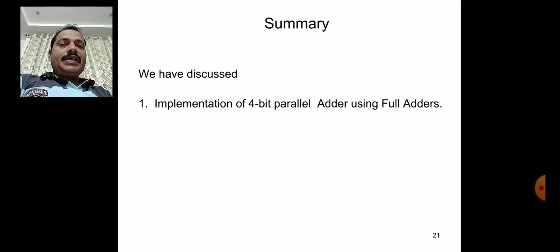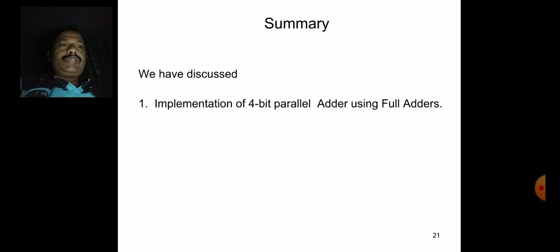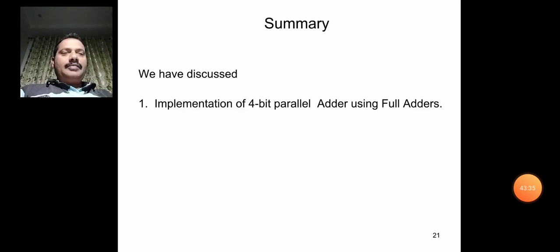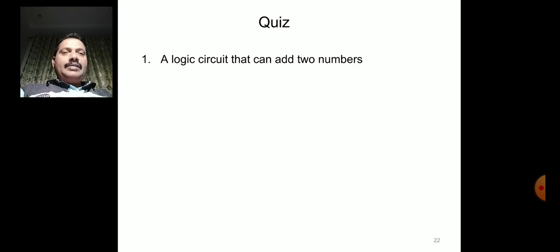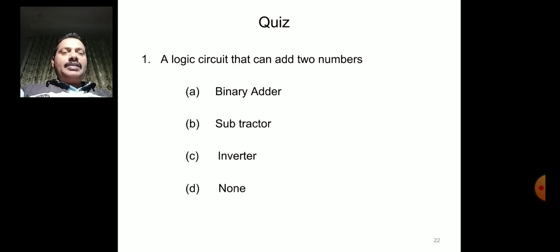Now we have discussed implementation of 4-bit parallel adder using full adders, and the working of the 4-bit parallel adder using full adders. Okay, let us see some short answer questions. A logic circuit that can add two numbers is: binary adder, subtractor, inverter, none. It is a binary adder.